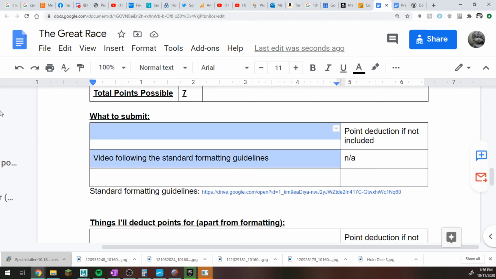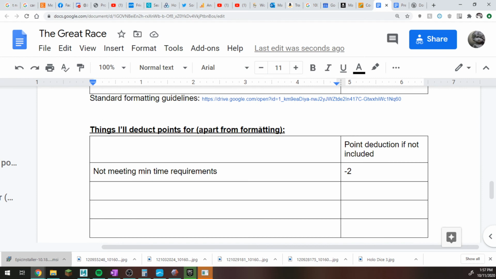What to submit? I only care about the video this time. So again, standard formatting and compression, this should be rendered at full HD. Again, don't really care what render engine you use. That's pretty much it. So just submit your video. Do make sure that it's compressed, not like a 300 megabyte file. This is pretty much the only thing.